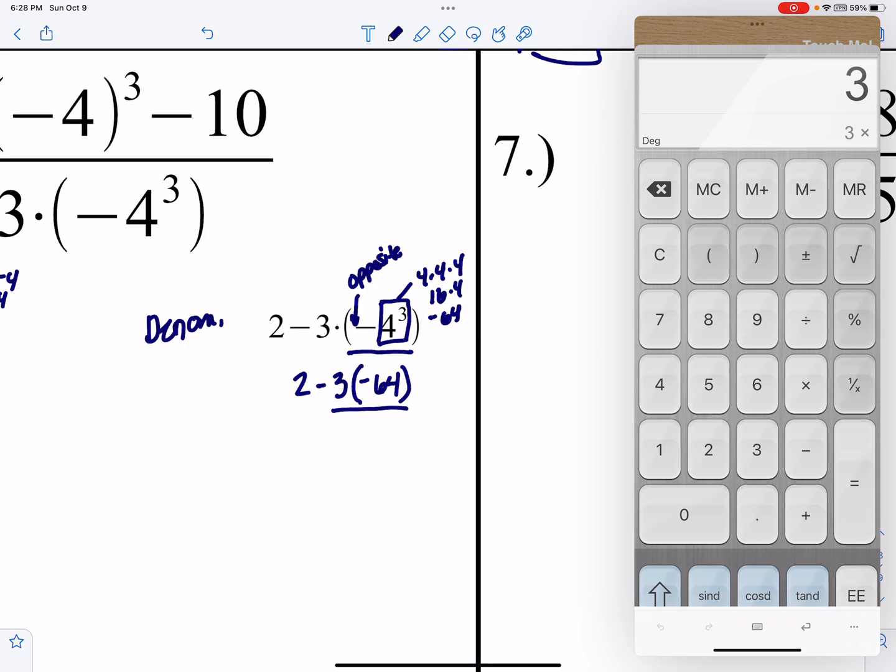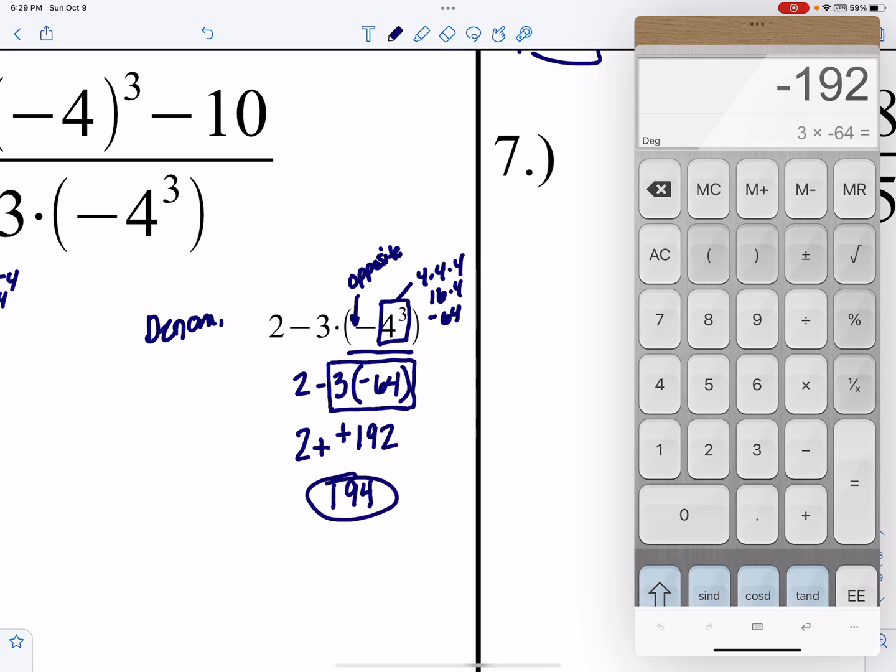So I'll do 3 times 64 negative. And we get -192. Focus on what you used and what you didn't use. Okay, so I still have 2 minus. I'm going to do keep, flip, change. And I end up with 194 for my denominator.